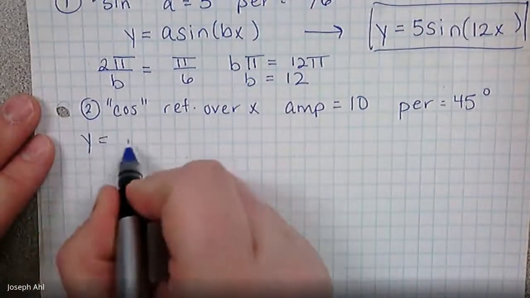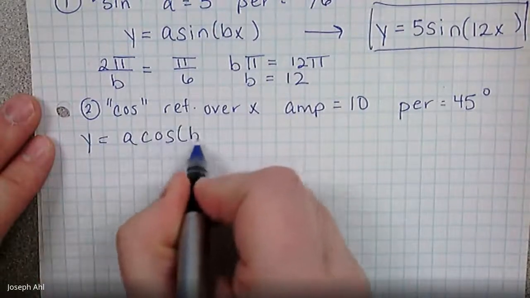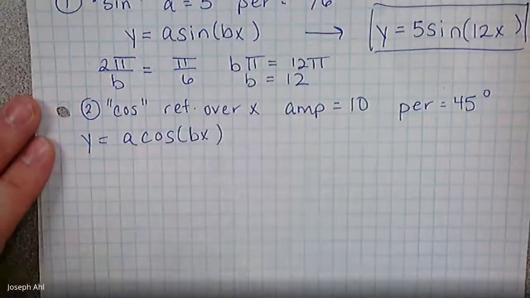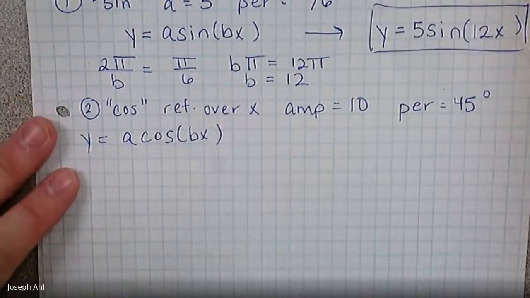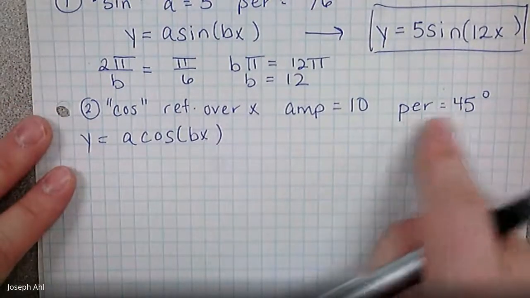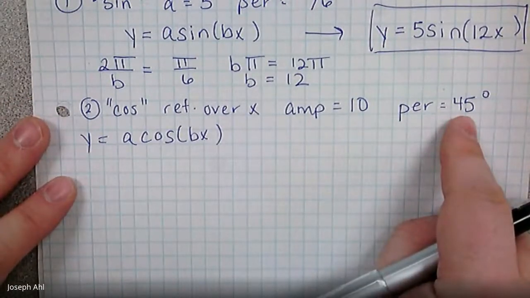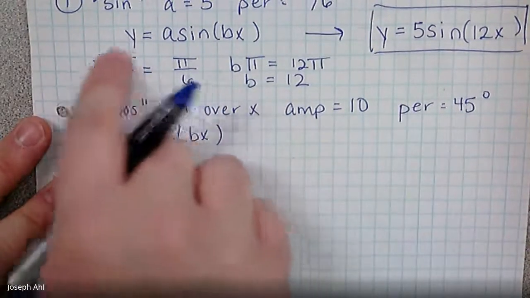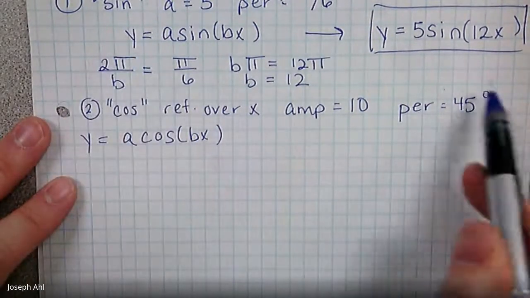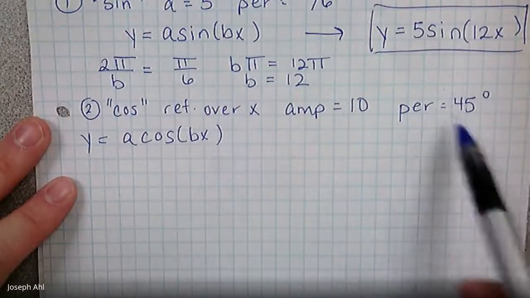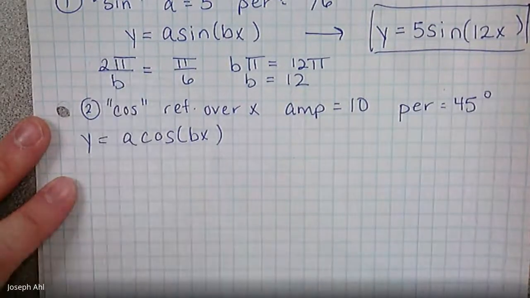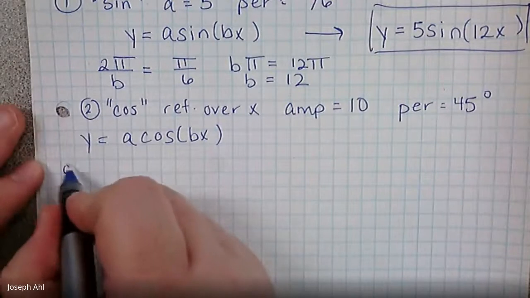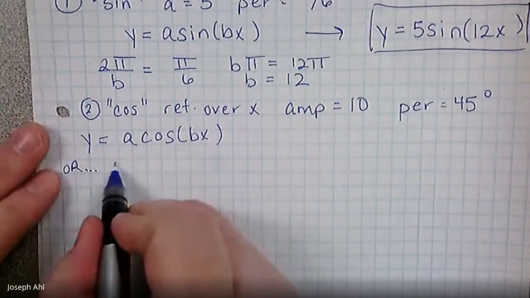We know the end form has to be something of the form a cosine of bx. Luckily, we already know that amplitude. Let's talk about the period this time. The period's 45 degrees. So when I go to set up the formula for period, even though oftentimes we're going to be working with radians here, if this is in degrees, you have two options. You either have to convert to radians if you're going to use 2 pi over b, or 2 pi we know is the same thing as 360.